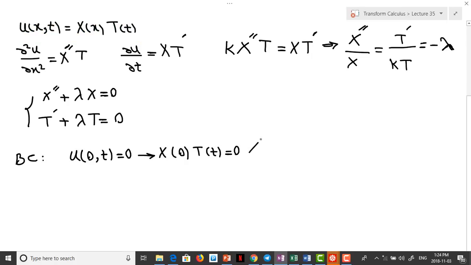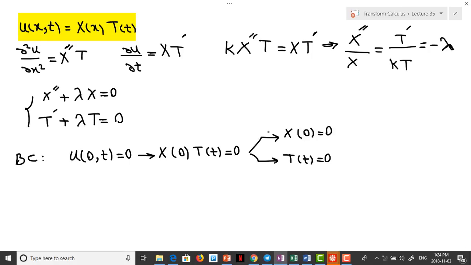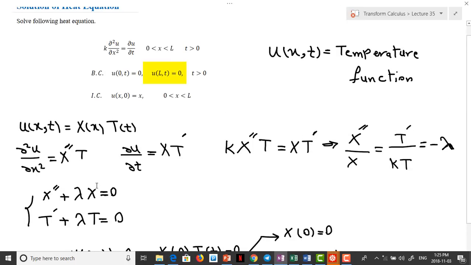So if we have these, it means that either X of 0 is equal to 0 or T of t is equal to 0. T of t cannot be equal to 0, because if it's equal to 0, then the temperature function is equal to 0, but it's not. As a result, this one is not valid. So it means that X of 0 should be equal to 0. The other boundary condition that we had said that u of L and t is equal to 0.